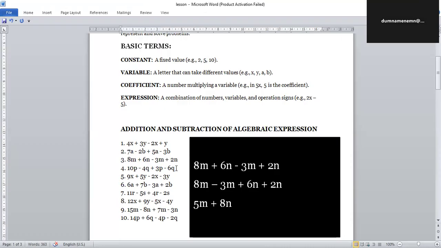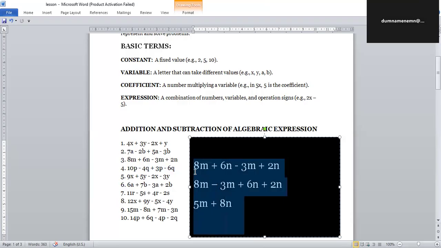So let's try question 4. We are going to stop at 5. Then you try from 6 to 10 and comment your answer in the comment section for us to see.